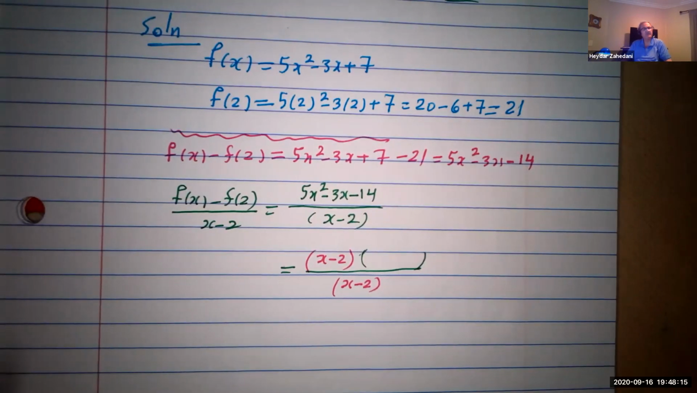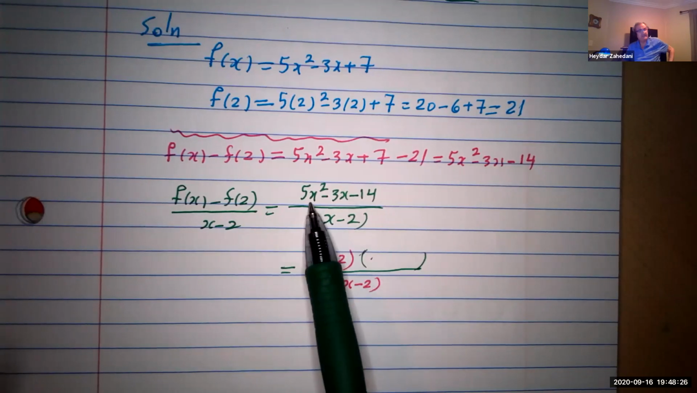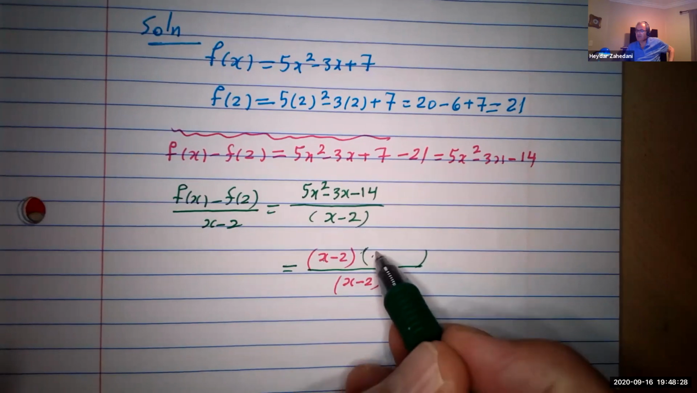So this is the way we factor it. Now we can find the other factor right away. So what do you need? You need the 5x squared. This is x. x times what would be 5x squared? x times 5x.